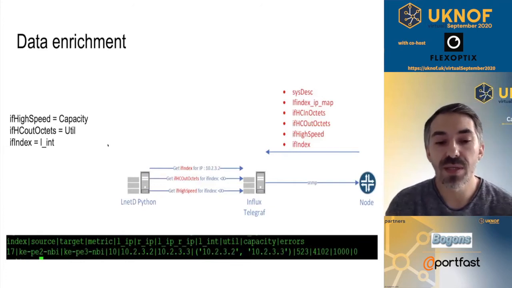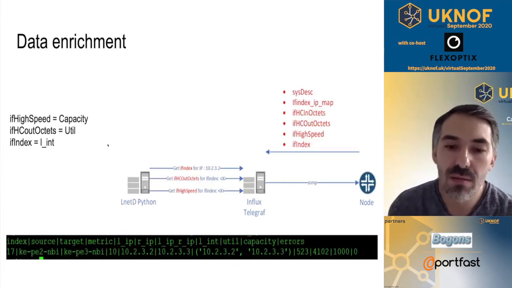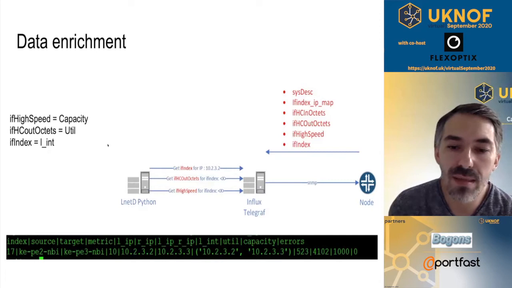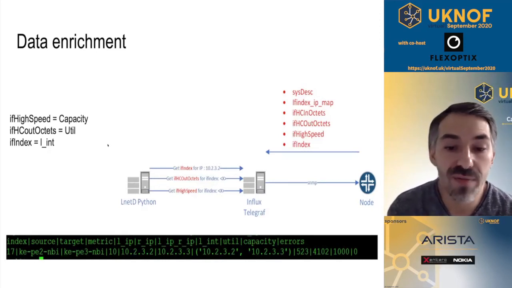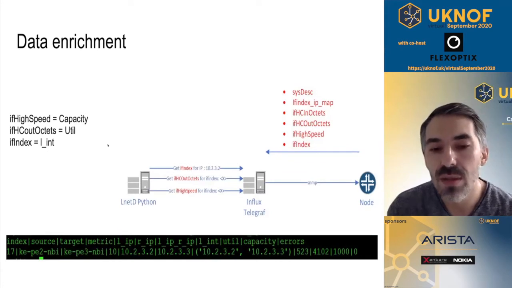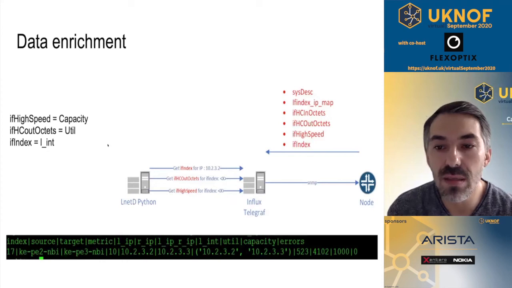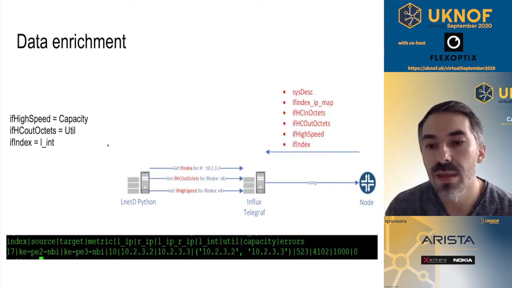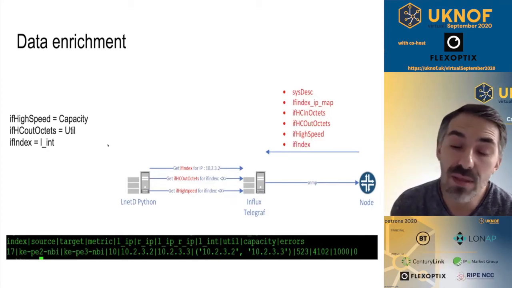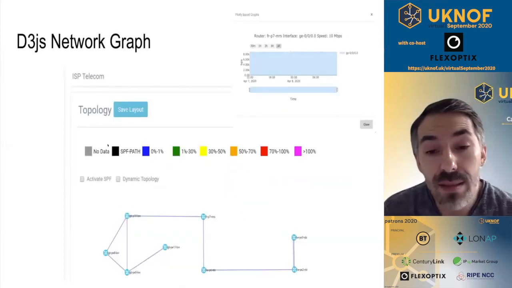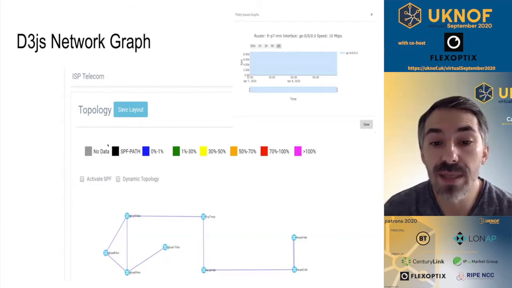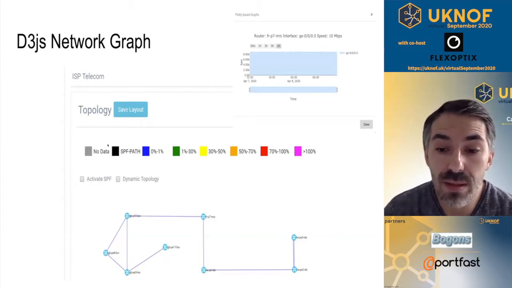Once the information is gathered from the network, so you have the links, then it would be great to have more information in terms of traffic utilization. So the data is enriched with a couple of pieces of information. We get the in octets, out octets, interface speed, and ifIndex. Once that is done, of course, you can just display this in a nice topology map.